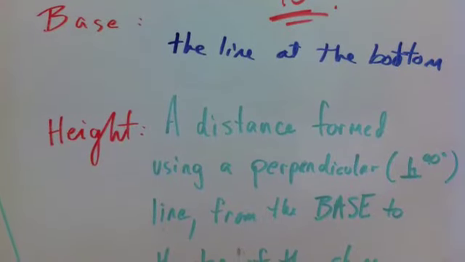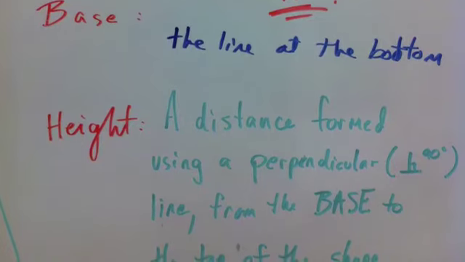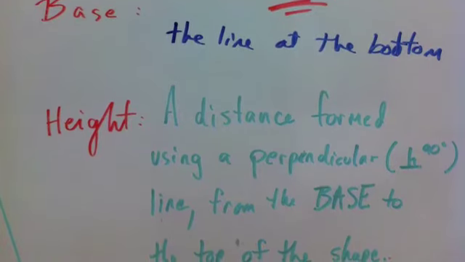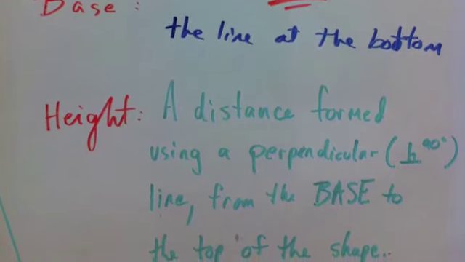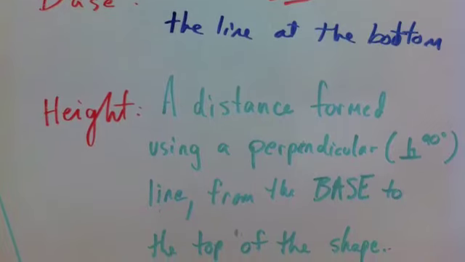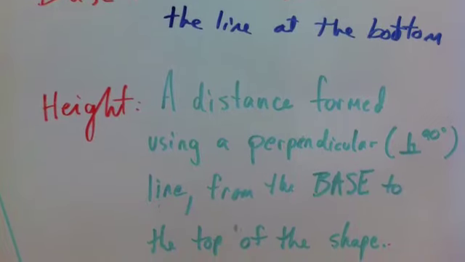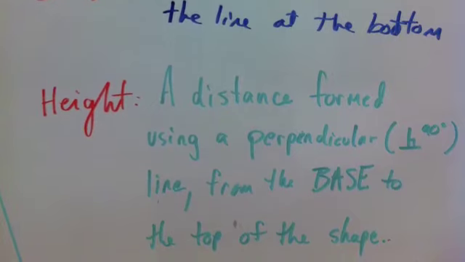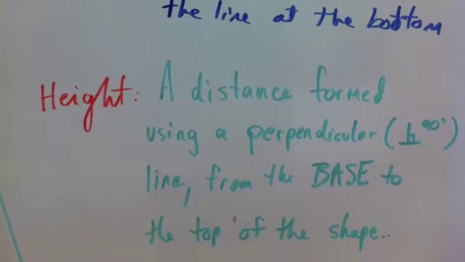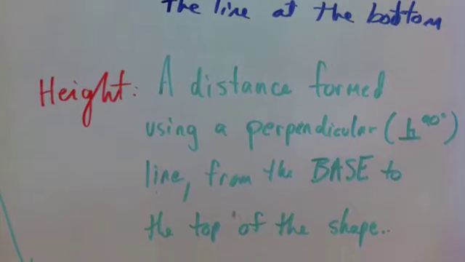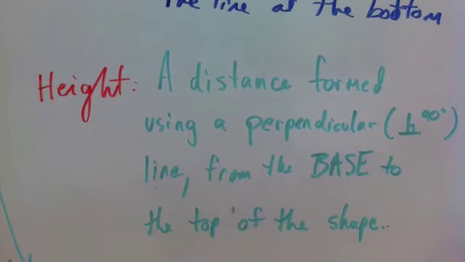Here it is one more time. Height, a distance formed using a perpendicular line from the base to the top of the shape. So in this case, it doesn't matter how slanted the parallelogram appears to be. All we need to worry about is a straight line that makes a 90-degree angle from the bottom to the top.